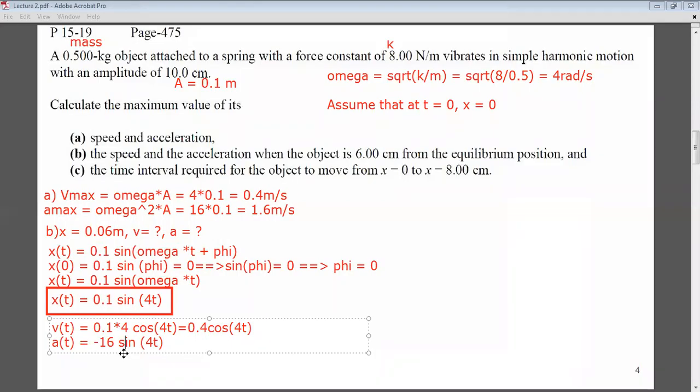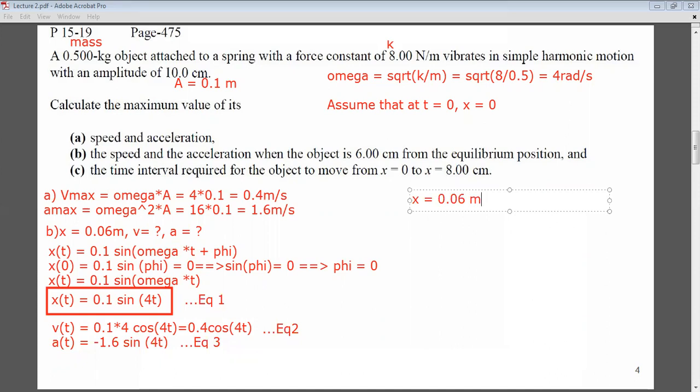Okay, sorry, 0.4 times 4 is 1.6 sine 4t. Now we have these three equations, so let's call them equation 1, this is equation 2, and this is equation 3. And now, what do we have? We have x equal 6 centimeter or 0.06 meter.